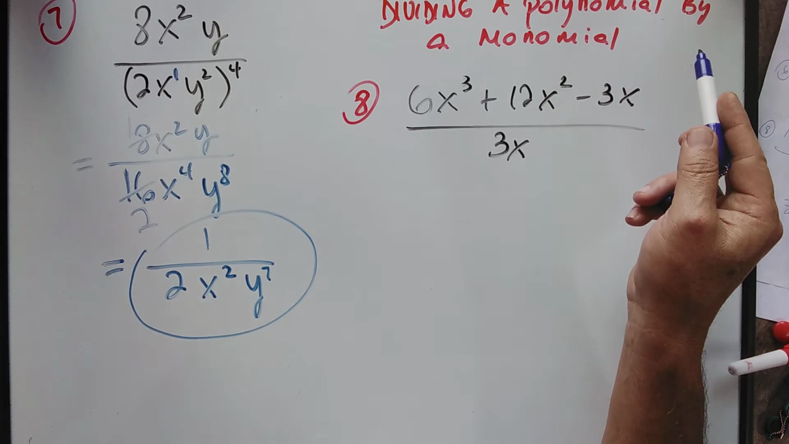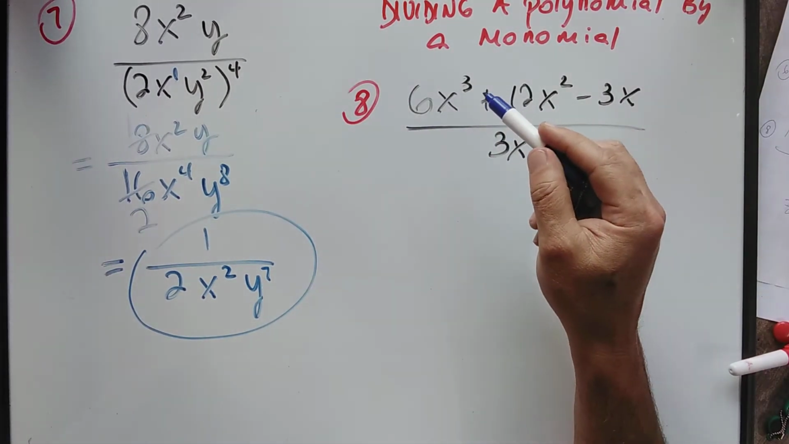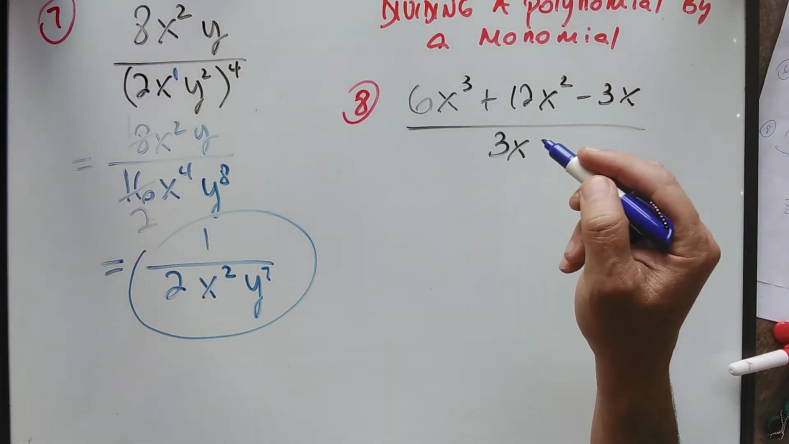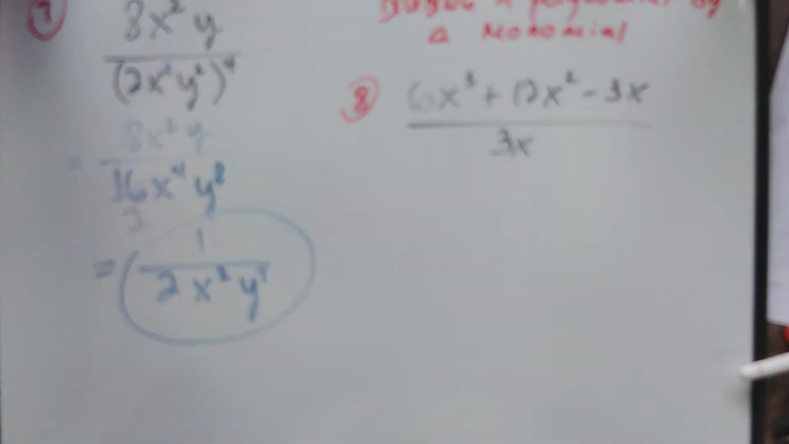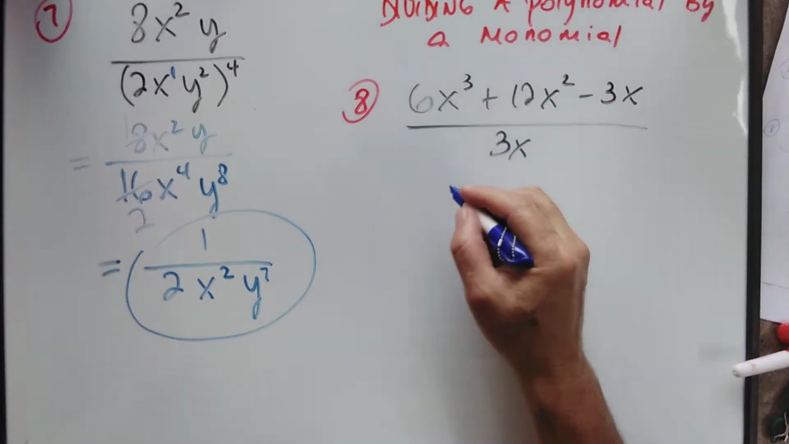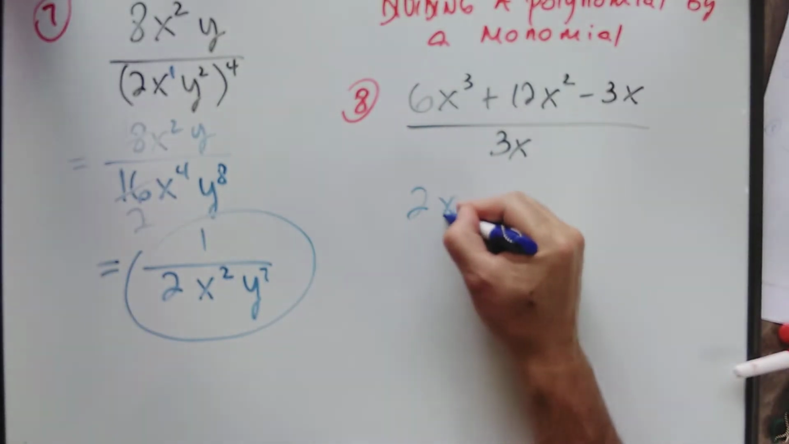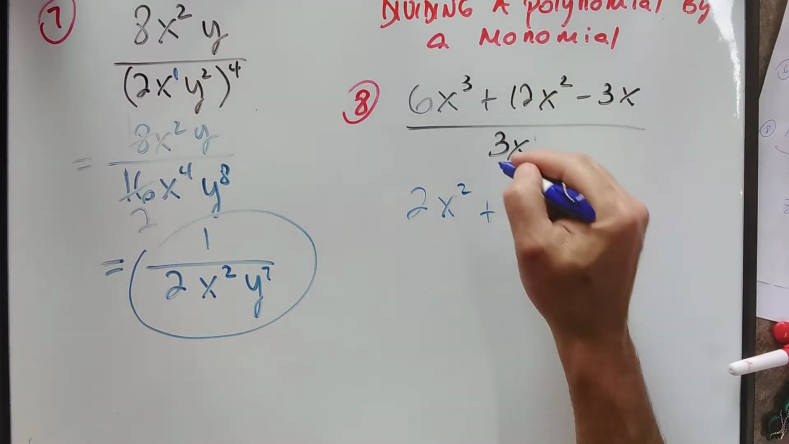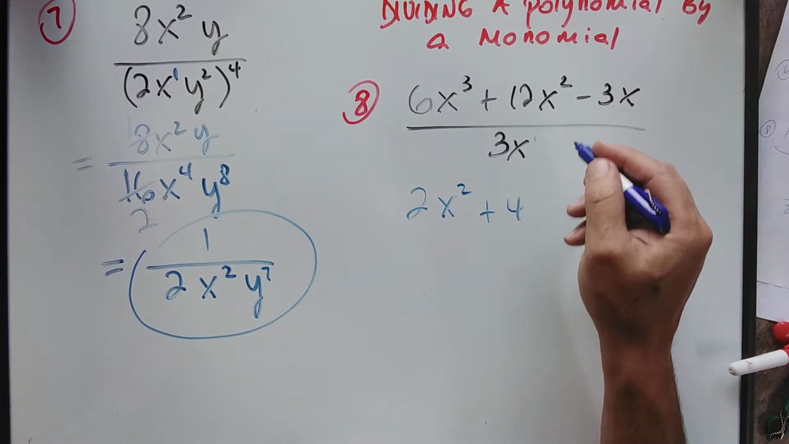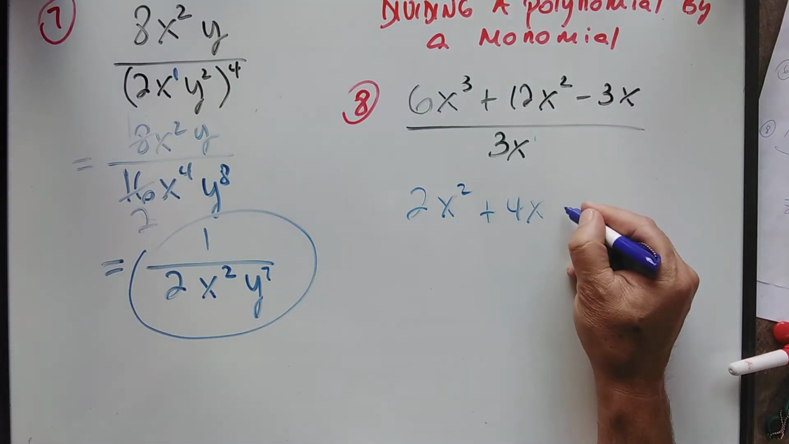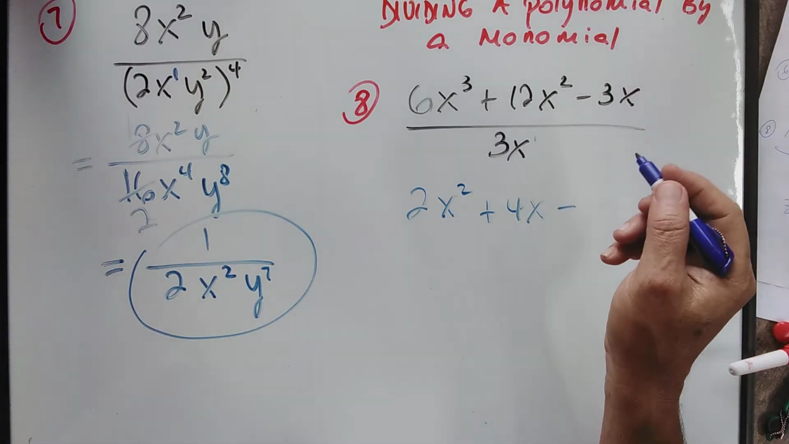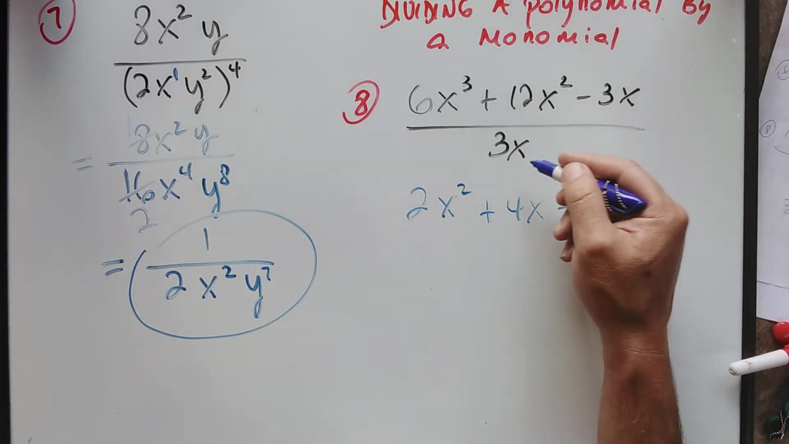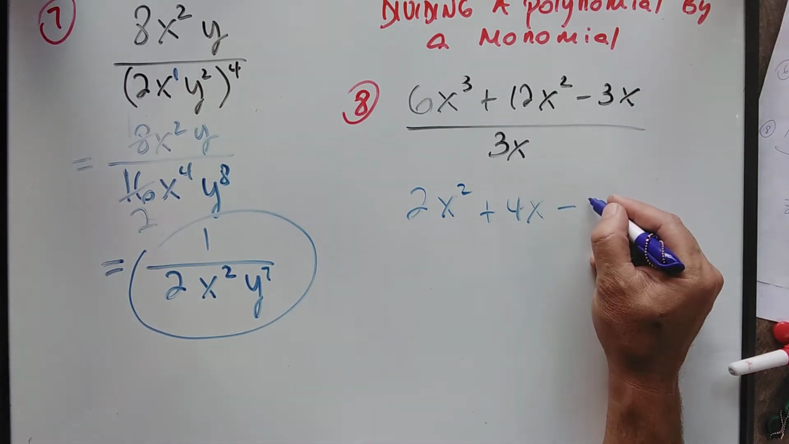What about this one here? When it comes to dividing a polynomial by a monomial, you're going to be dividing all the terms on top by the one on the bottom. So all you do is divide 6x to the third divided by 3x. Divide the number, 6 divided by 3 is 2. And subtract the exponent. 3 take away 1 is 2. Plus 12 divided by 3 is 4. Minus 3x divided by 3x. Anything divided by itself, all you have to do is put a 1, right?